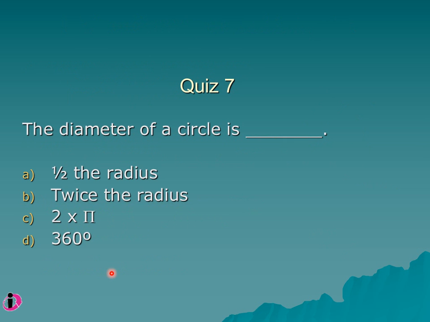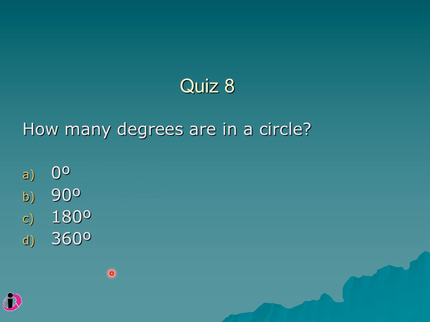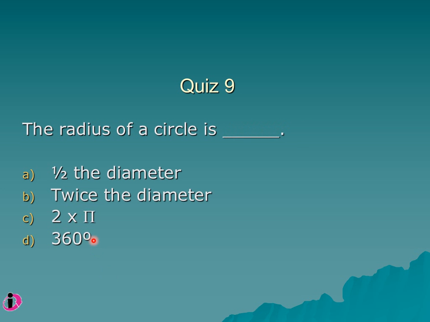The diameter of a circle is half of the radius, right? No, it's actually twice the radius, right? So the right answer is B. Diameter of a circle is twice the radius. How many degrees do we have in a circle at the center? 360, right? Right answer is D. The radius of a circle is half the diameter, right? So the right answer is A.